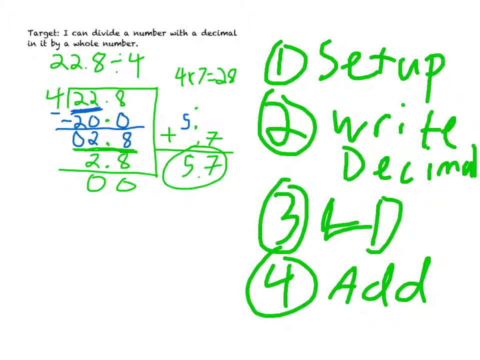The most important thing to remember with this is to make sure you write that decimal point down in a straight line down the side, and the same thing out here. And that's how you divide a number with a decimal by a whole number.